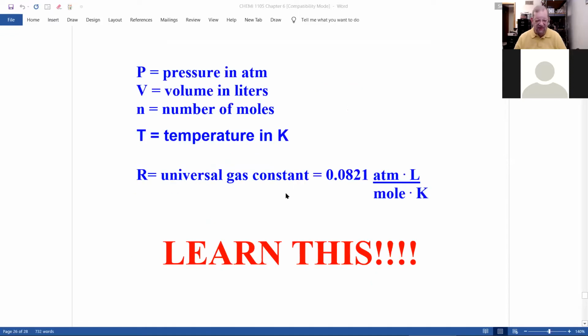And R is the universal gas law constant. For this class, let's use 0.0821 atmosphere liters per mole Kelvin. R is a calculated value, therefore this is 3 significant figures. It's not an exact number. Remember that.